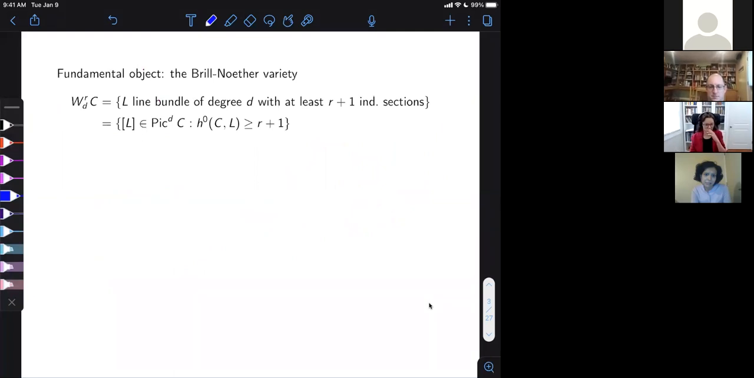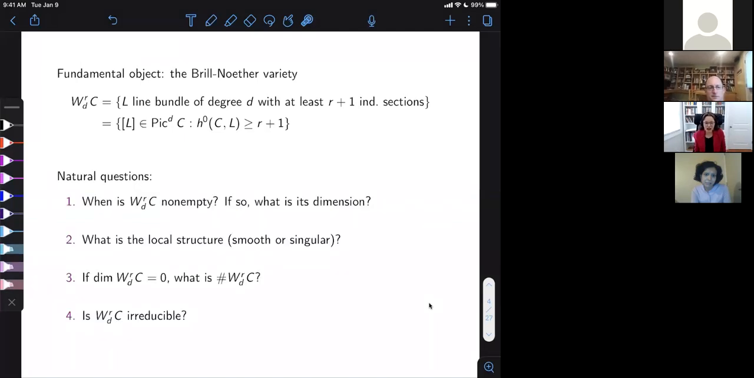So it's a subscheme of the Picard scheme, of degree d line bundles on the curve, with the condition that my line bundle has at least r plus 1 independent sections. So it could have this base point free subspace of dimension r plus 1. It's not that hard to show that this actually is a subscheme, to give it a scheme structure in a natural way. It's very naturally a degeneracy locus of a map of vector bundles. So it's a very natural variety, and we can ask some very natural geometric questions about it.